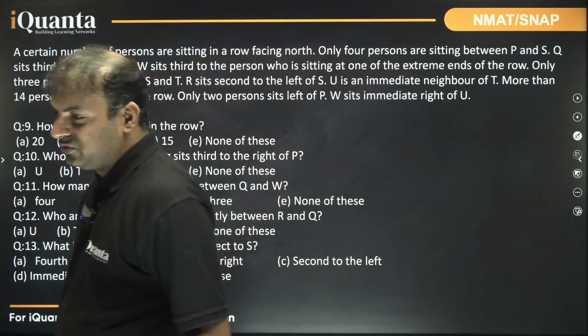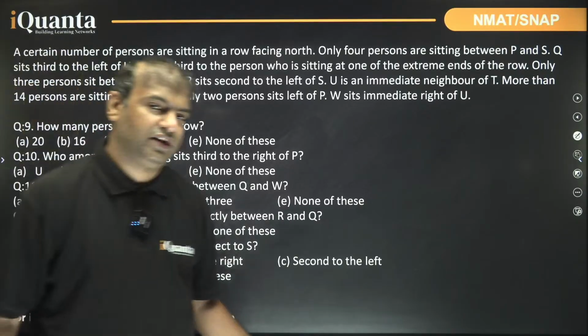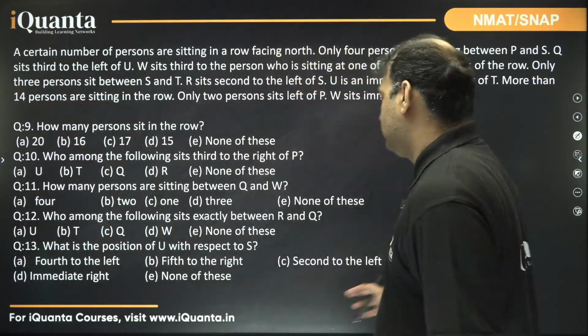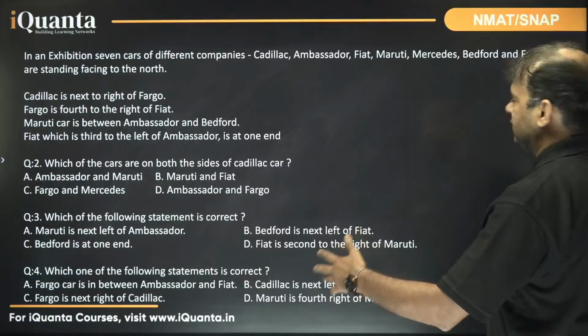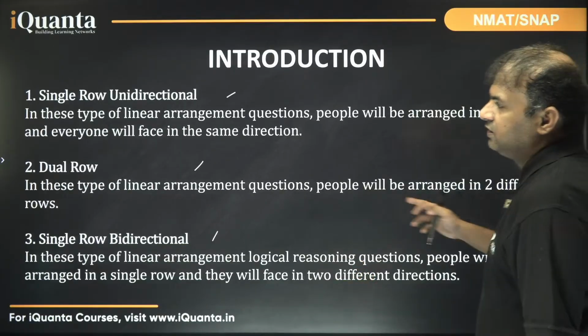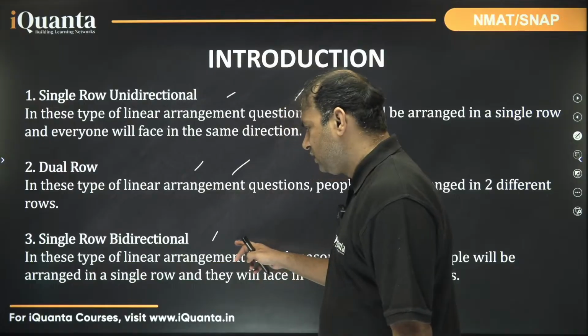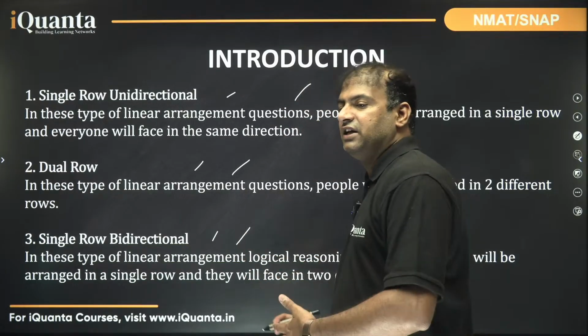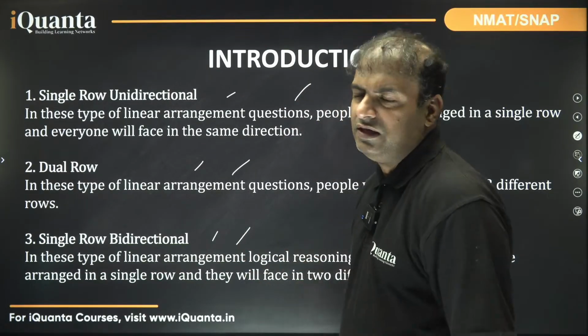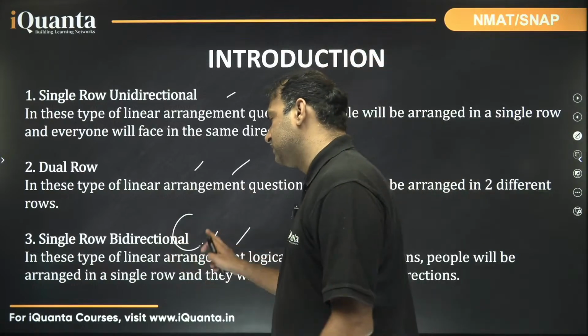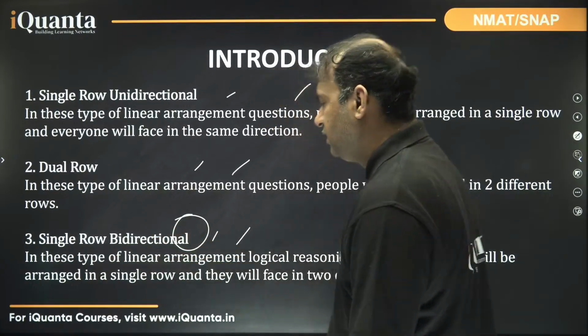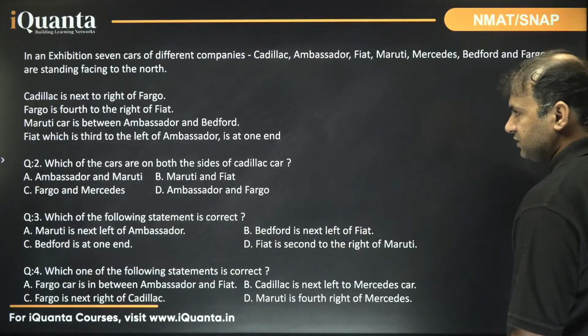Okay, guys, now today we are going to continue with the same. Let me remind you again, we did two kinds of arrangements in the last session, single row unidirectional and dual row. Today we'll be continuing with single row bidirectional, which is slightly challenging, but also can be asked. Guys, in OMAT, this also can be asked. Single row bidirectional can be asked. So, we will be starting this today.